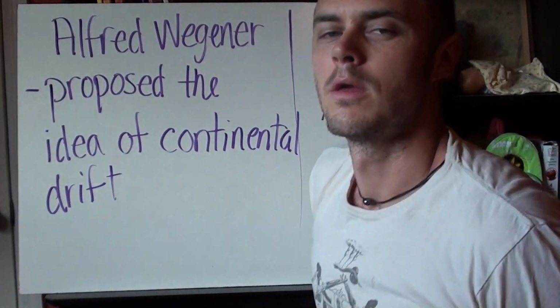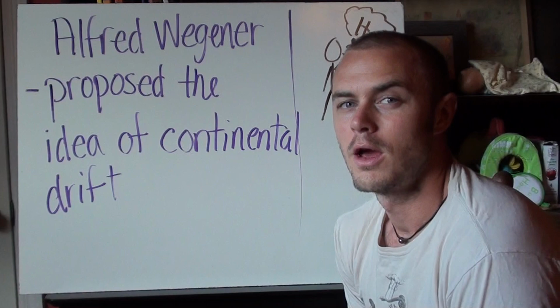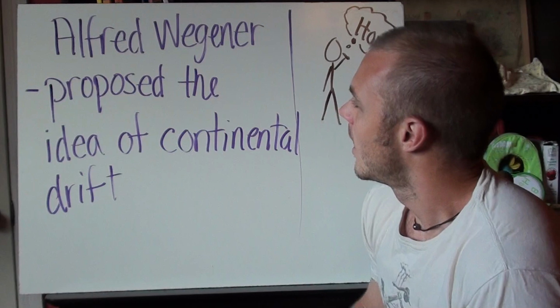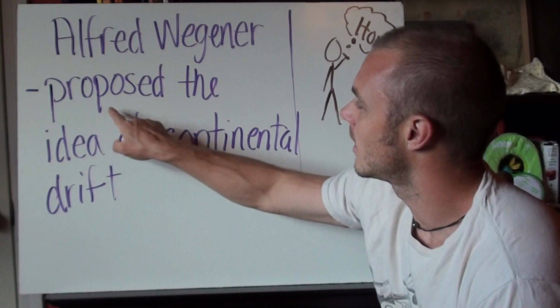In this video, we're going to talk about evidence for continental drift. Continental drift is the idea that the continents are drifting across the Earth. And it was originally proposed by a German scientist named Alfred Wegener, and he proposed the idea of continental drift.